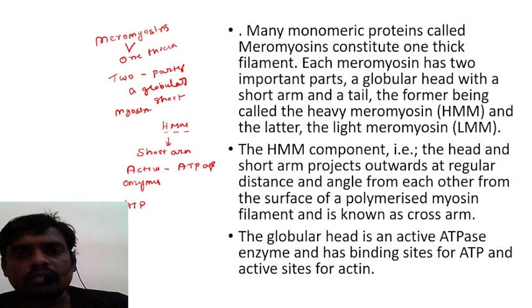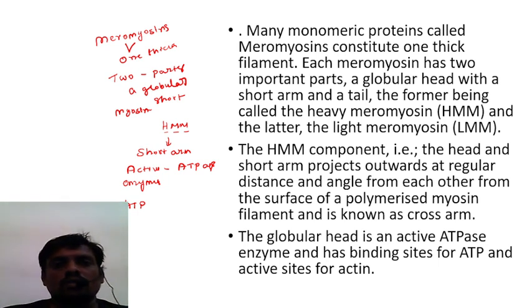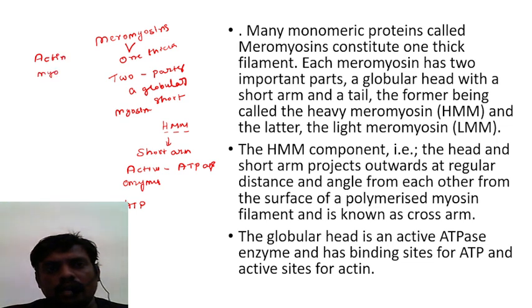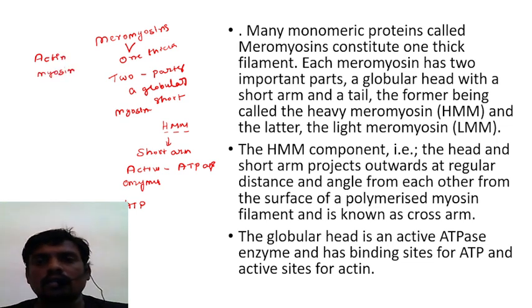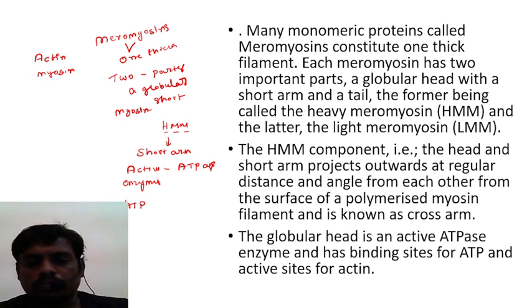This is the structure of the contractile proteins. So finally, what are the two contractile proteins? Actin and myosin. Actin and myosin together form the contractile proteins. The remaining part we will see in the next class.